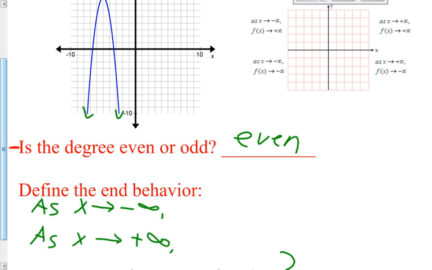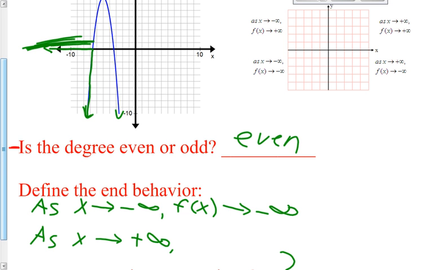What happens, class, as we go to the left? What happens to our y value? As we go left, our y's go down and down and down and down, correct? They go all the way down to negative infinity. So what you're going to put is as x approaches negative infinity, our y, which is another way of saying that, is our f of x. That's going to be mathematically correct. This is how I want you to write it. F of x also approaches negative infinity. As x approaches the left, our f of x approaches negative infinity in going down.